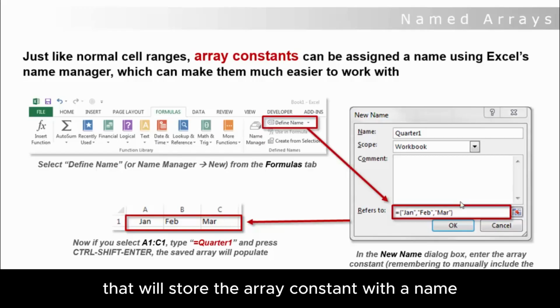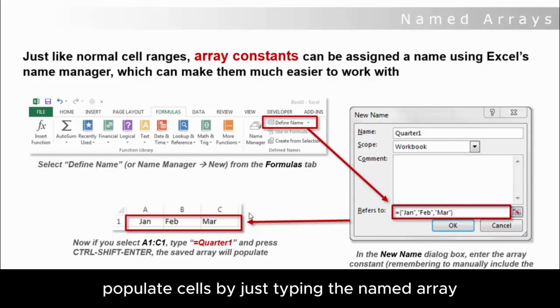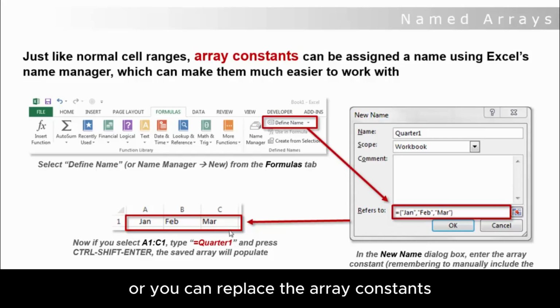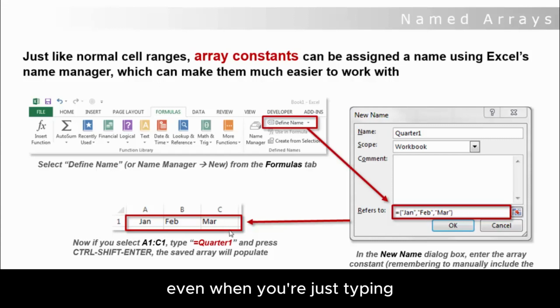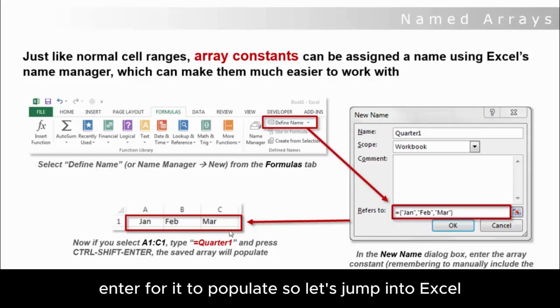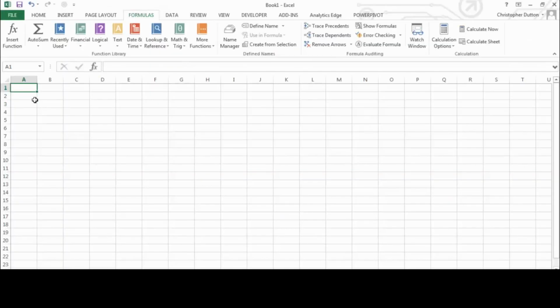That will store the array constant with a name so that you can either populate cells by just typing the named array, or you can replace the array constants with the named array if it lives within a formula. So even when you're just typing the name for an array constant, you still have to press Control-Shift-Enter for it to populate. So let's jump into Excel and do a little practice with this.